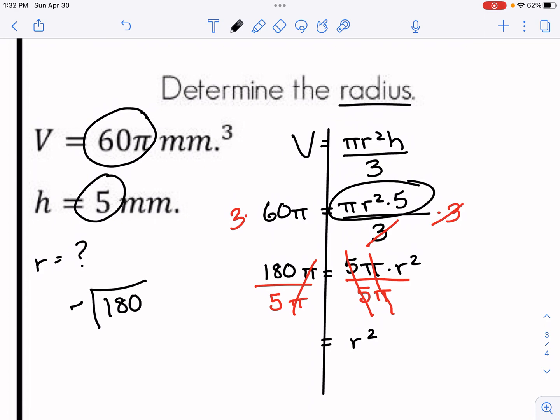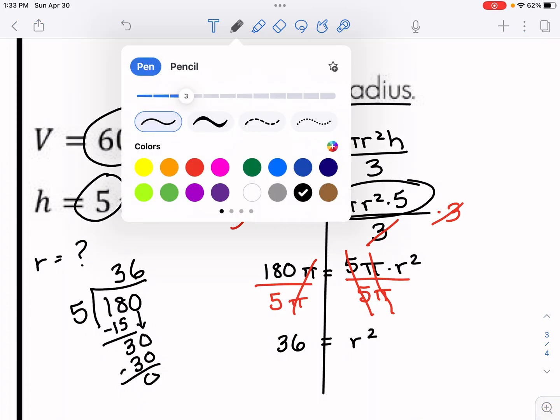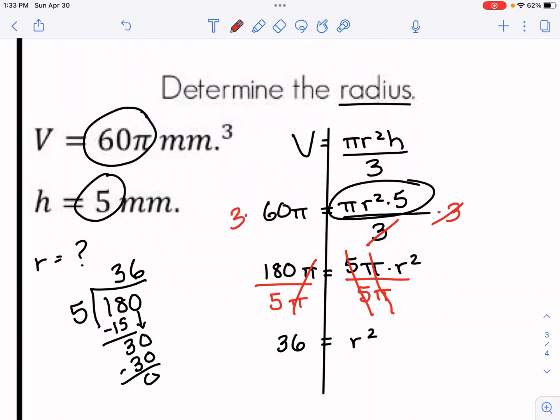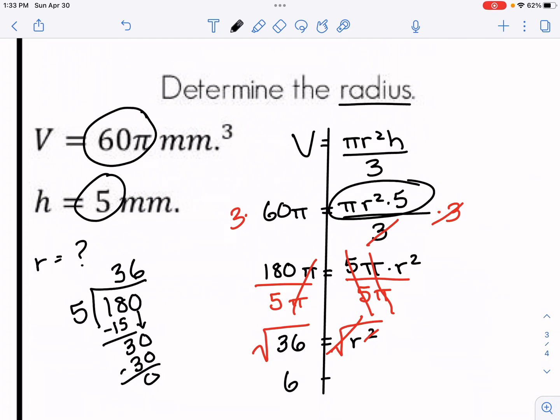On the left side, let's divide that out. 180 divided by 5. 5 cannot go into 1, but it can go into 18 3 times, with a remainder of 3, we'll bring down this last place value. 5 can go into 30 6 times, evenly. So we're going to have that this is 36 equal to r squared. If you remember from our last notes, we talked about using the square root to undo the square. So our final answer here is going to be 6 equal to r.